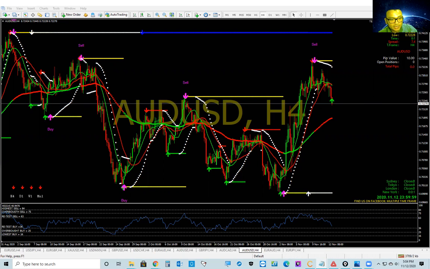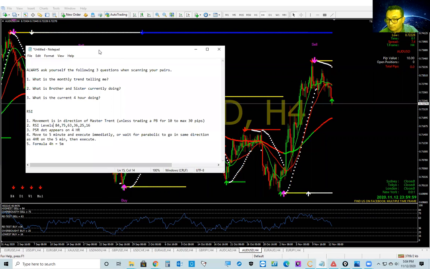First thing first, guys, I wanna show you our rules, how we're gonna be trading this particular RSI. So always ask yourself three questions. What is your master trend doing? It's very important for you to understand what that is doing if you're gonna be putting your template, your multiple time frame inside of your RSI. If not, this will not apply.